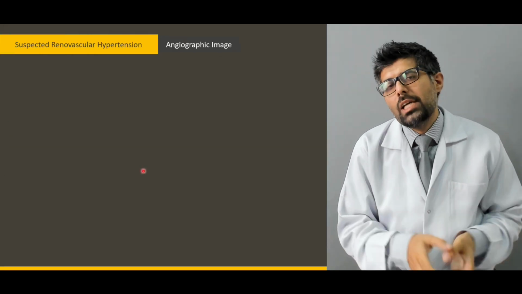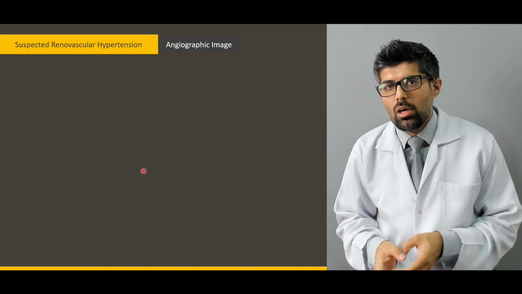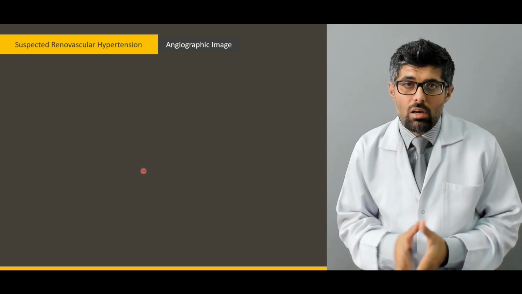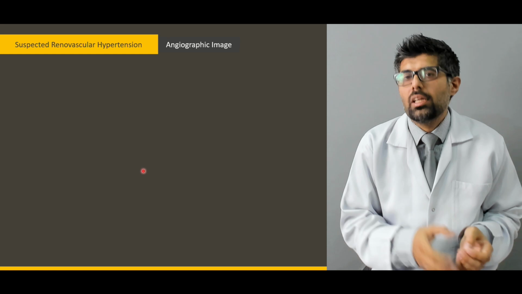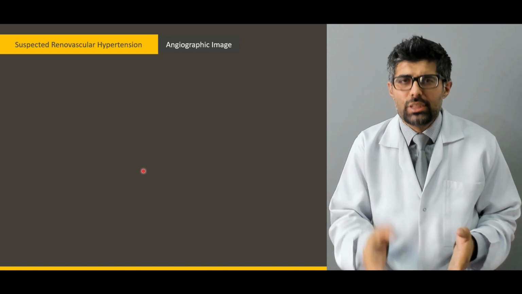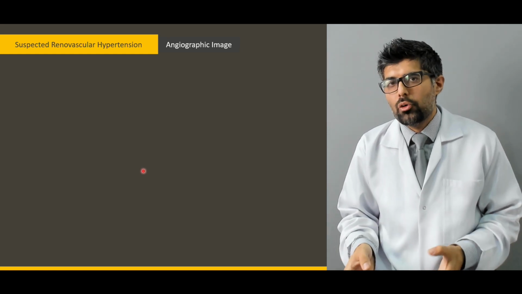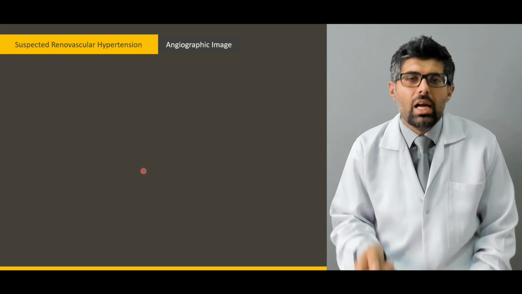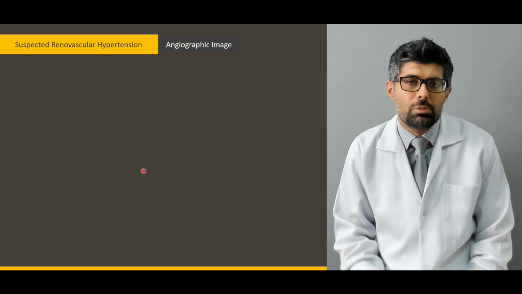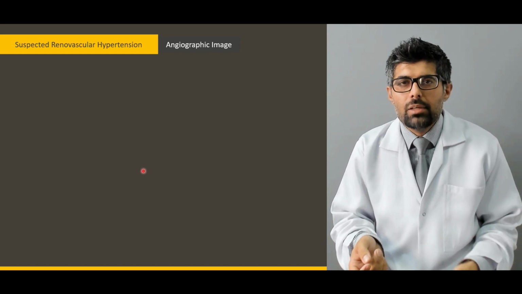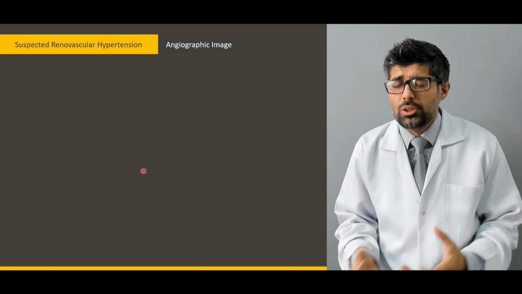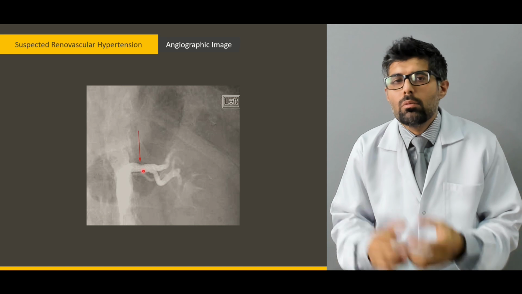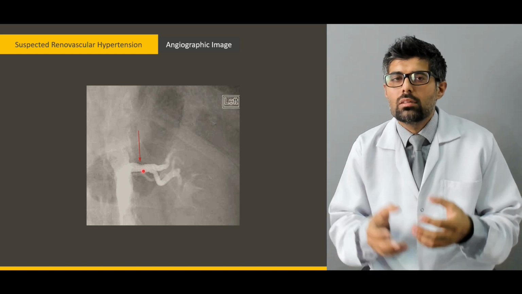Now, through both the MRA and the CTA, we can also judge how much stenosis has taken place. If it is less than 50%, it is considered mild. If it is between 50 to 70%, it is considered moderate. If it's more than 70%, it is considered severe and surgical intervention must be performed. One of the common surgical interventions is a balloon dilatation inside the artery.